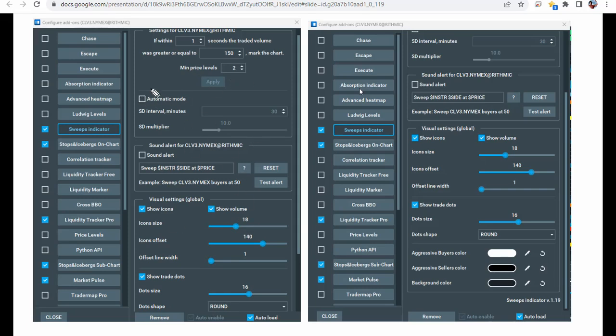I don't have automatic mode. If you hit automatic, then it's doing a standard deviation of however many minutes you have. I just want my set prices, but again, all this stuff's customizable. You can set this up wherever you want. You can have sound alerts. I have the sound alerts for the SI indicator. I don't use it for sweeps, but you can use it for sweeps as well.